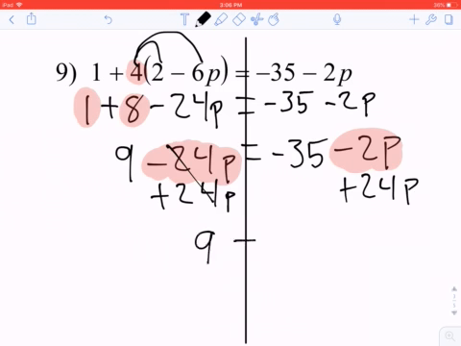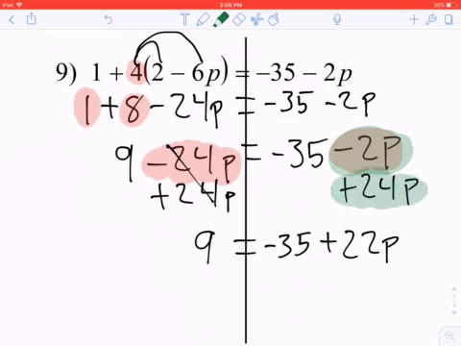This leaves us with 9 is equal to negative 35 plus 22p. We get 22p, shown in green, when we combine a negative 2 with a positive 24. Our signs are different. We subtract and keep the sign of the larger number.